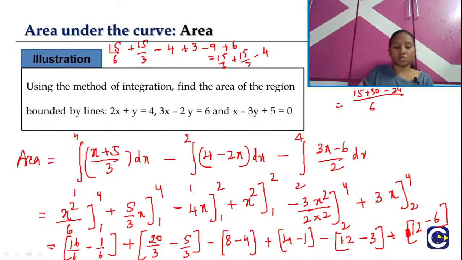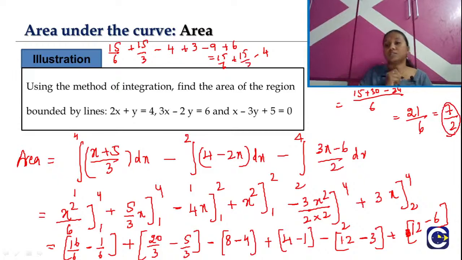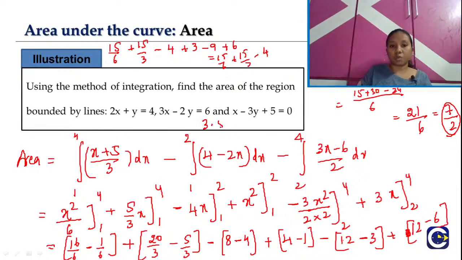Right. So what will be the final answer here? That is 15 plus 30 minus 24, that is 21 by 6. So 3 will get cancelled: 3 sevens are 21 and 3 twos are 6. Right. So what is the final area of our required region which is bounded by the given 3 lines? That is 7 by 2 square units, or else we can write it as 3.5 square units.